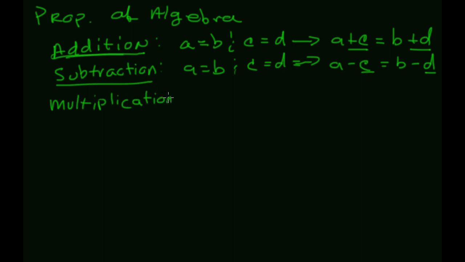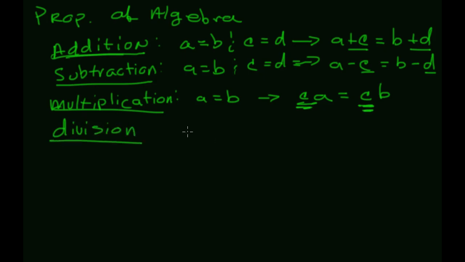Big surprise here, if A is equal to B, then C times A is equal to C times B. So if you multiply both sides of the equation by the same number, then the truth value of the equation doesn't change. The division property.